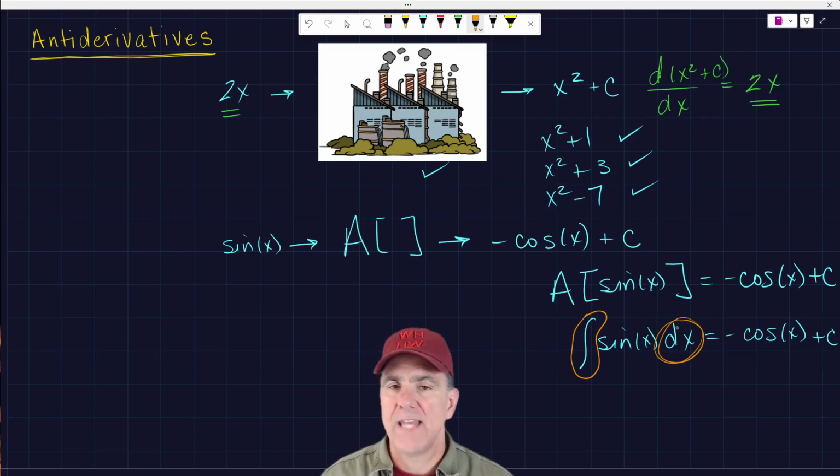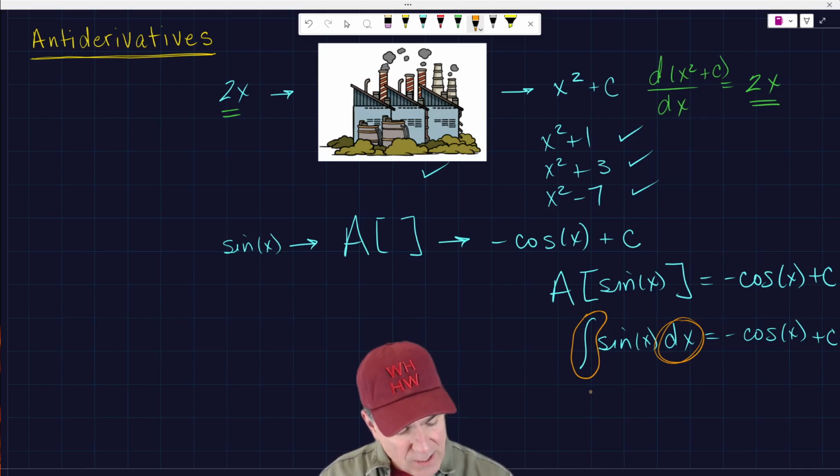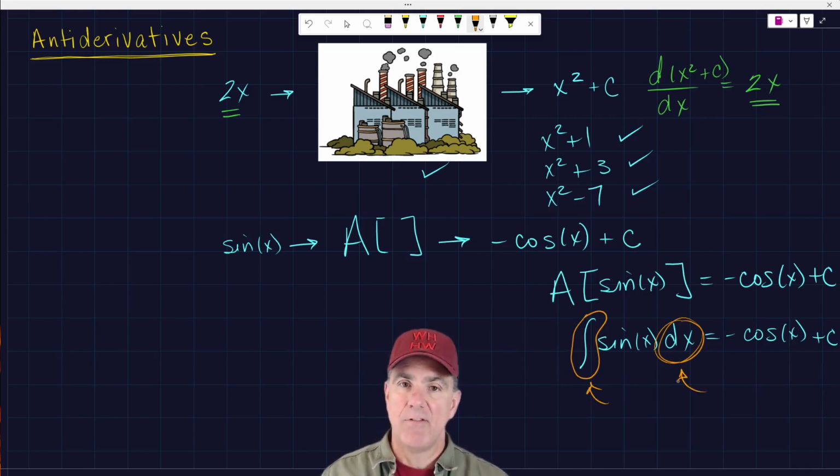Why? How could that be? That's what I want to explain to you. I think it's a little bit backwards for us to talk about antiderivatives before we talk about how this whole thing came about. Because it turns out that these two symbols actually have meaning with respect to where they originated from. Let me give you another example.